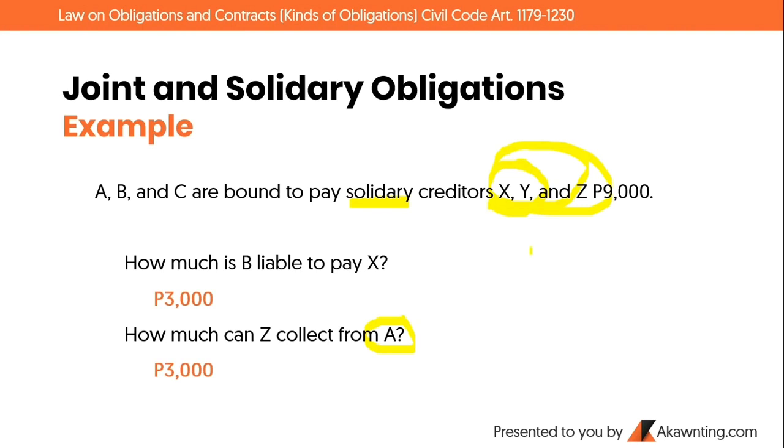So, yung nasingil niyang 9,000, 3,000, ibibigay niya kay X. At another 3,000, ibibigay niya kay Y. Ilan yung natira sa kanya? Tama, 3,000. Okay, so, pantay-pantay rin lang. Parang kumbaga, ultimately, magiging pantay-pantay din ng lahat. Pero, sa mode of collecting the debt, kahit sino sa kanila, pwedeng maningil nung lahat ng utang. Okay? So, next.